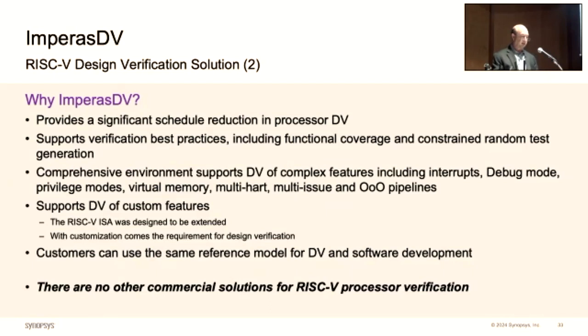out-of-order pipelines. It supports DV of the custom features, and of course, as we've been talking about, RISC-V likes to have custom features. And customers can use the same reference model for DV and software development. And doing this provides a significant benefit on the software side, because when you get silicon back, now your software is going to come up much quicker. Our customers have typically been running software on their first silicon in a matter of days. Also, there are no other commercial solutions for RISC-V processor verification.